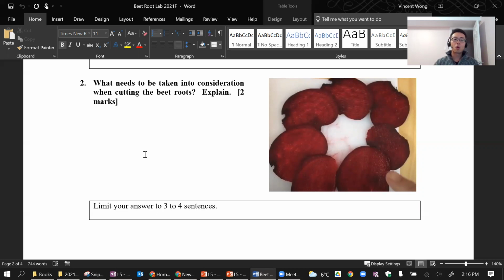So when you cut those cores, you want them to be the same thickness, the same size, and from the same plant, right? And why is this important? It's important because we want to make sure that any difference we observe later on is not due to inconsistency of the beetroot pieces themselves, but caused by the change in the temperature. Okay.